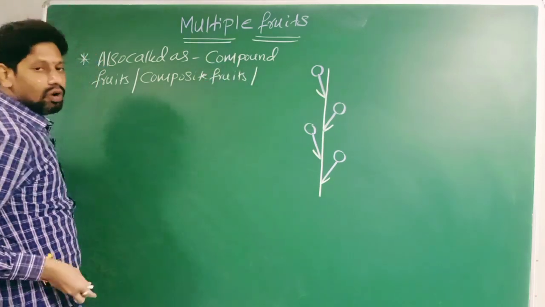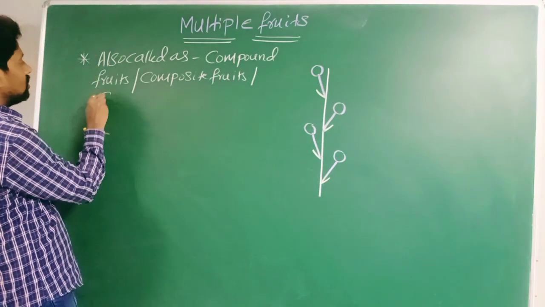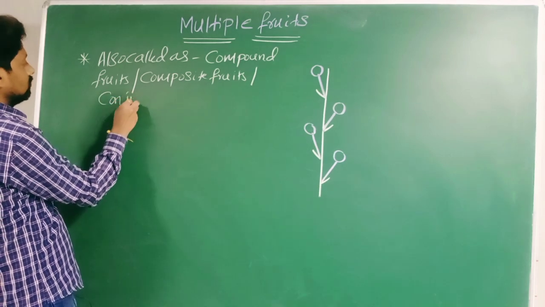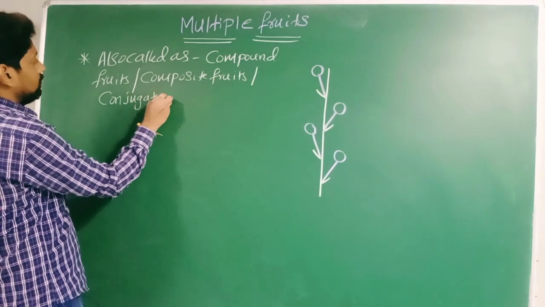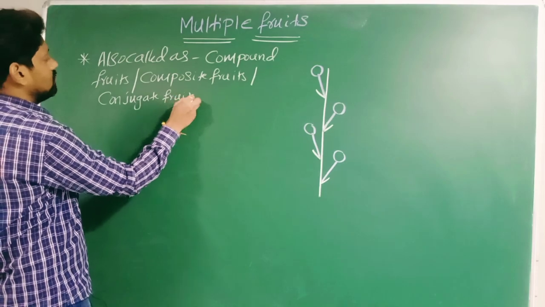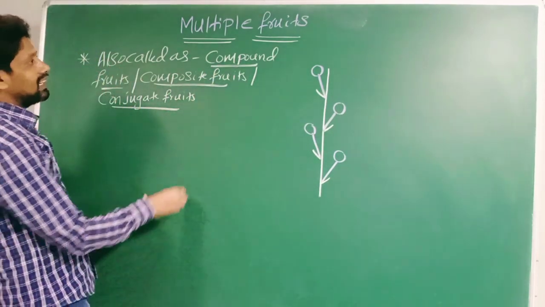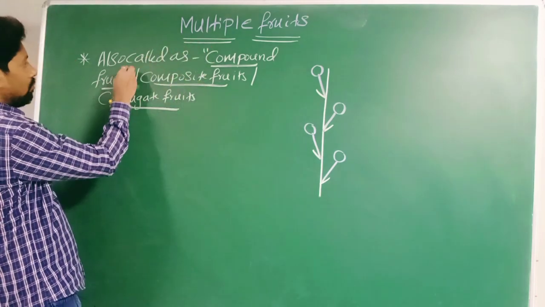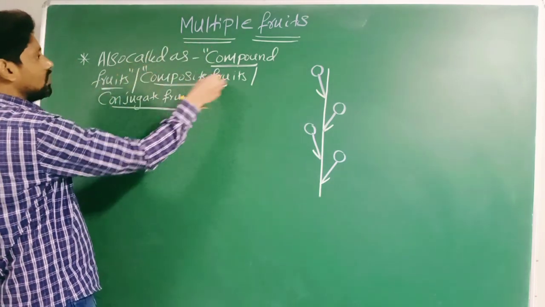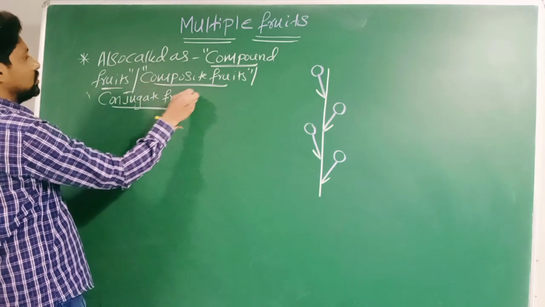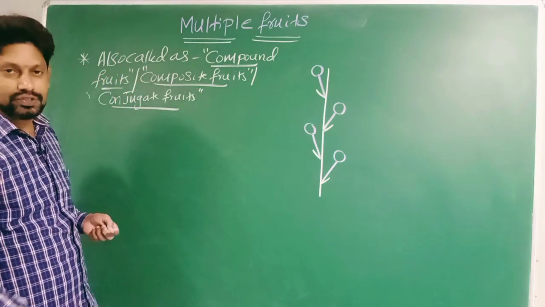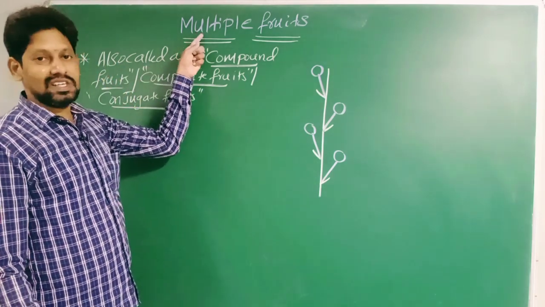They are also called conjugate fruits. Therefore, multiple fruits are also called compound fruits or composite fruits or conjugate fruits. Conjugate fruits, right? We are discussing multiple fruits.